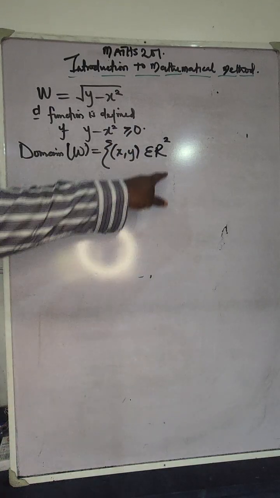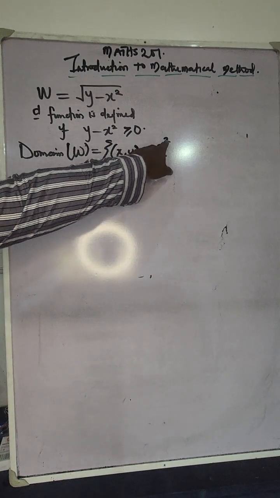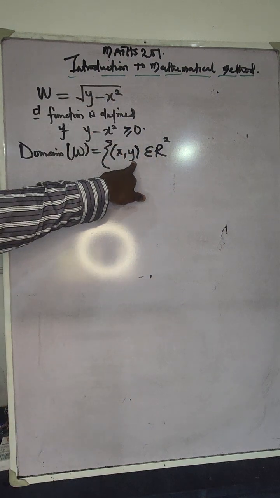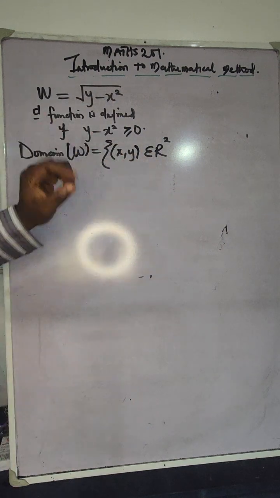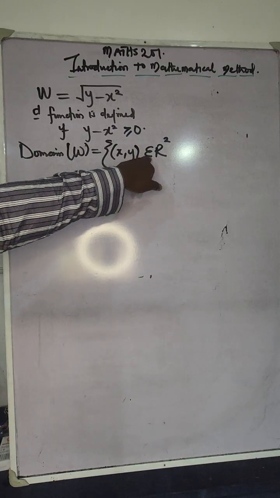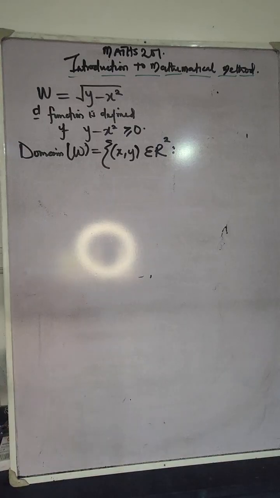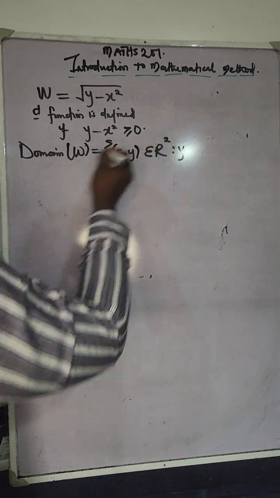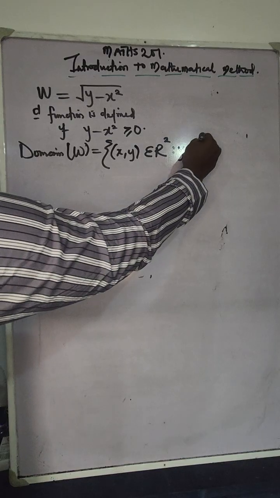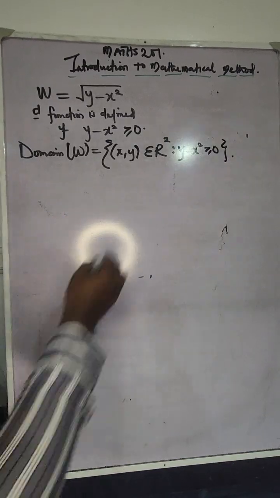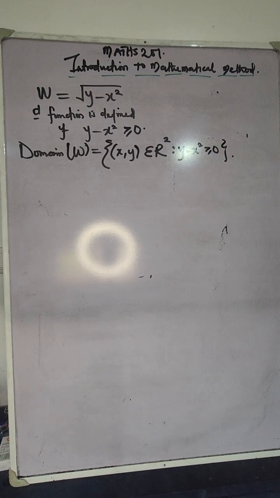Why did I put squared there? The squared is telling me the dimension. So what is the dimension of this equation? It has two independent variables, x and y. So I said x comma y, element of all real numbers squared, such that y minus x squared is greater than or equal to 0. Did you see that?